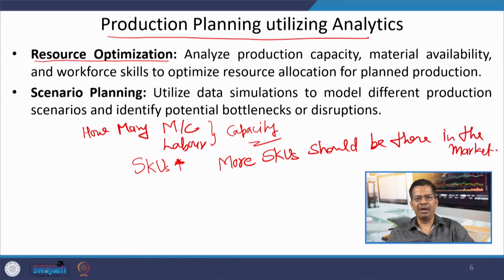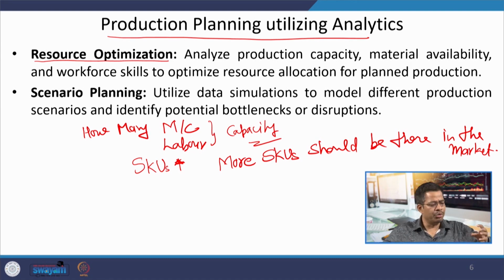Now, when you want to have more SKUs in the market, you need to have frequent changes in your production plan. If you are continuously producing only one type of product, one type of SKU, it will give you very high level of efficiency, because there is no changeover of tools, there is no changeover of jigs and fixtures, and you will have very high economies of scale. But that will limit your SKU availability in the market.